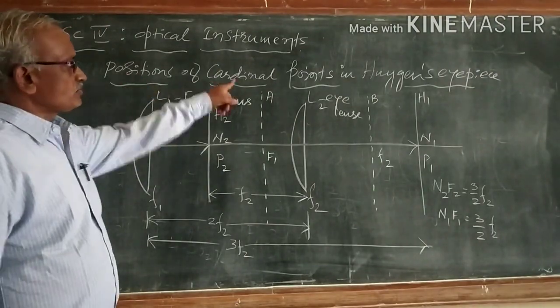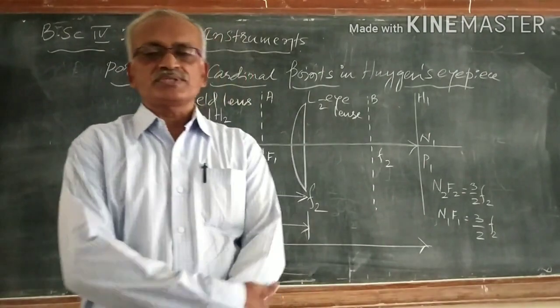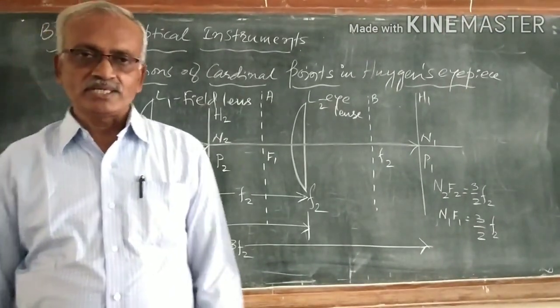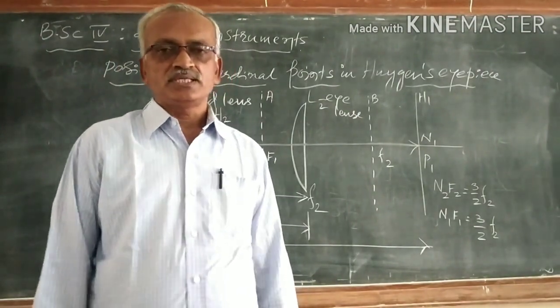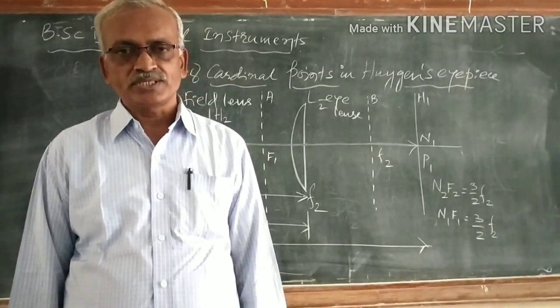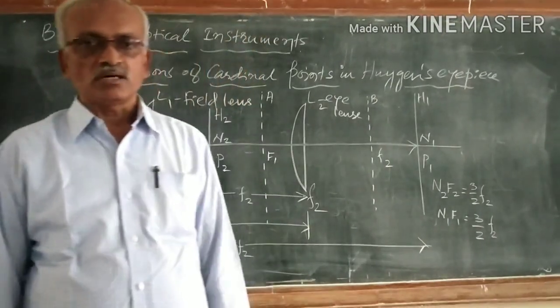So this is a question of cardinal points in the Huygens eyepiece. I already explained in the previous class and previous part what we mean by cardinal points. It is the combination of two focal points, two principal points, and two nodal points. So these are 6 points. They are called cardinal points.